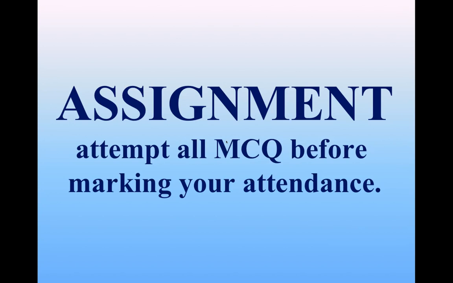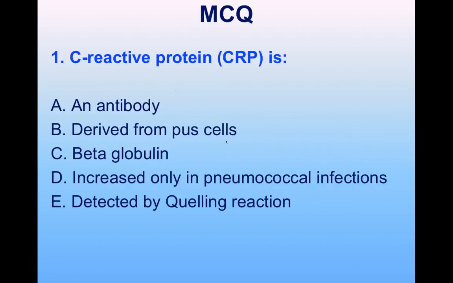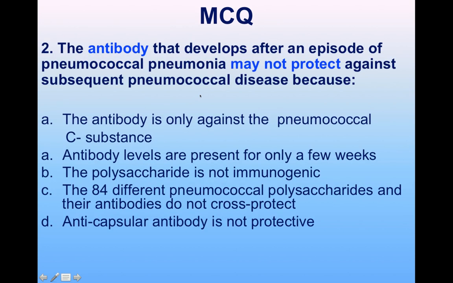Coming to the assignment, you have to attempt all the MCQs before you mark your attendance. What you people do is, the moment we upload the lecture, you start marking yourself present. We are not going to look at that attendance. Your attendance will only be marked if you have answered all the 5 MCQs which I have given as assignment in this case. So the first question is about C-reactive protein. What is it? An antibody, beta globulin derived from pus cells, or whatever? So please answer this question. This is one of your important table viva questions as well.